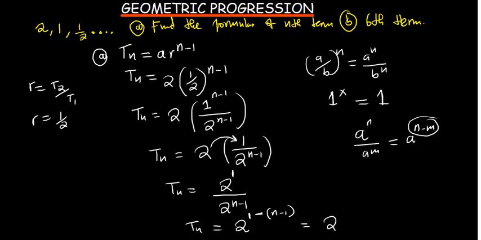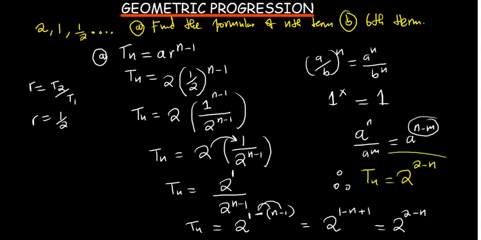And this will give us 2 to the power 1, and then I'll distribute the negative, negative times n, negative n, negative times negative 1, positive 1. And this will give us now 2 to the power, so we can add 1 plus 1, that is going to give us a 2, and then we've remained with a negative n. So therefore, for this question, the formula of the nth term is going to be given by 2 to the power 2 minus n. This is the formula of the nth term. Is this fine? Do you have a question?